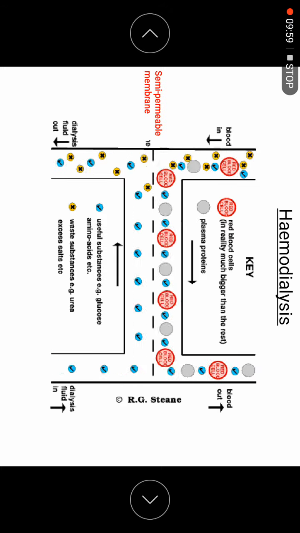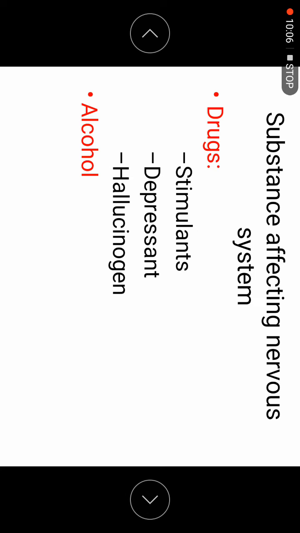Got it? So the last one is to practice a healthy lifestyle for humans. 3.5 is the lifestyle. We have certain substances that affect the nervous system, for example drugs and alcohol. Drugs we can divide into three groups: the stimulant, the depressant, and the hallucinogen. This one you get from your textbook, please.